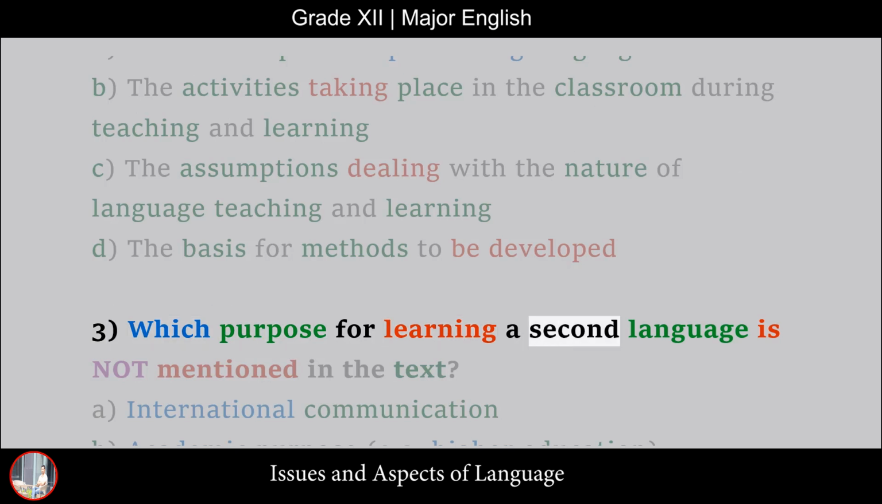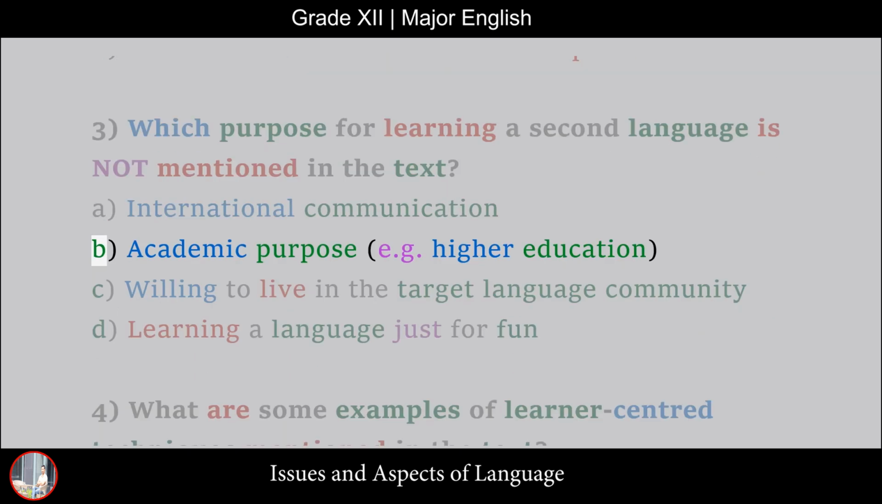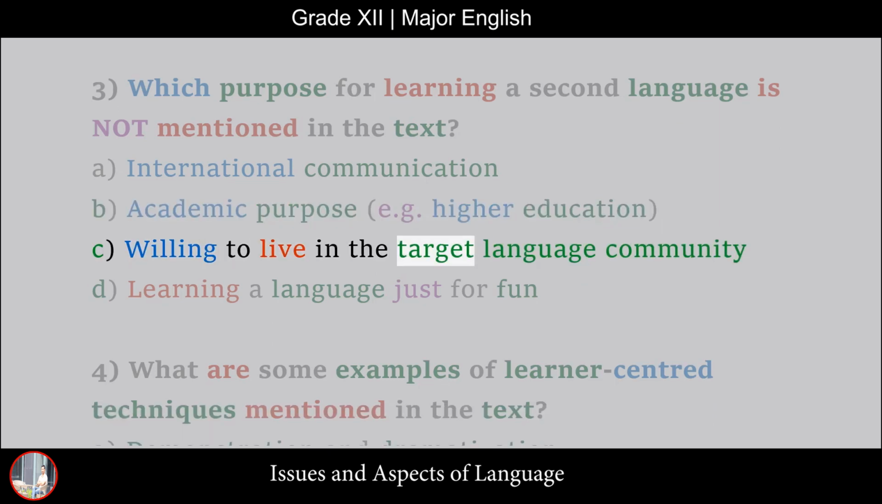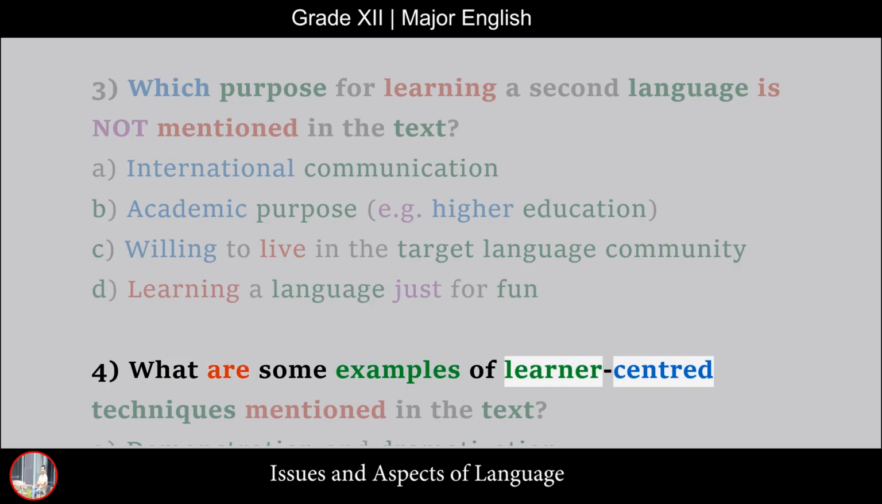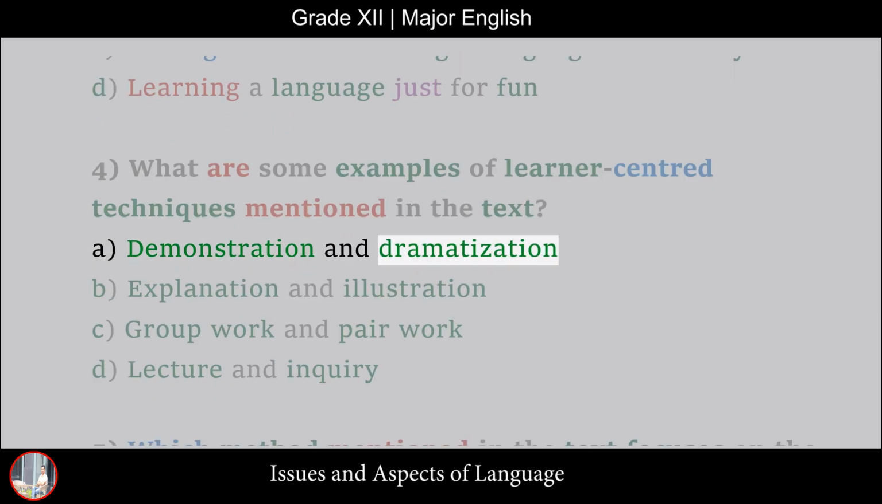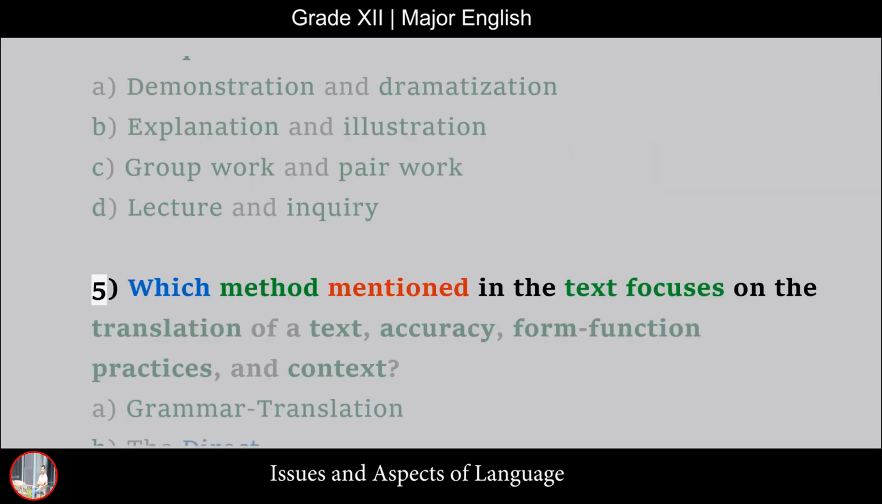3. Which purpose for learning a second language is not mentioned in the text? A. International communication. B. Academic purpose, e.g. higher education. C. Willing to live in the target language community. D. Learning a language just for fun. 4. What are some examples of learner-centered techniques mentioned in the text? A. Demonstration and dramatization. B. Explanation and illustration. C. Group work and pair work. D. Lecture and inquiry.